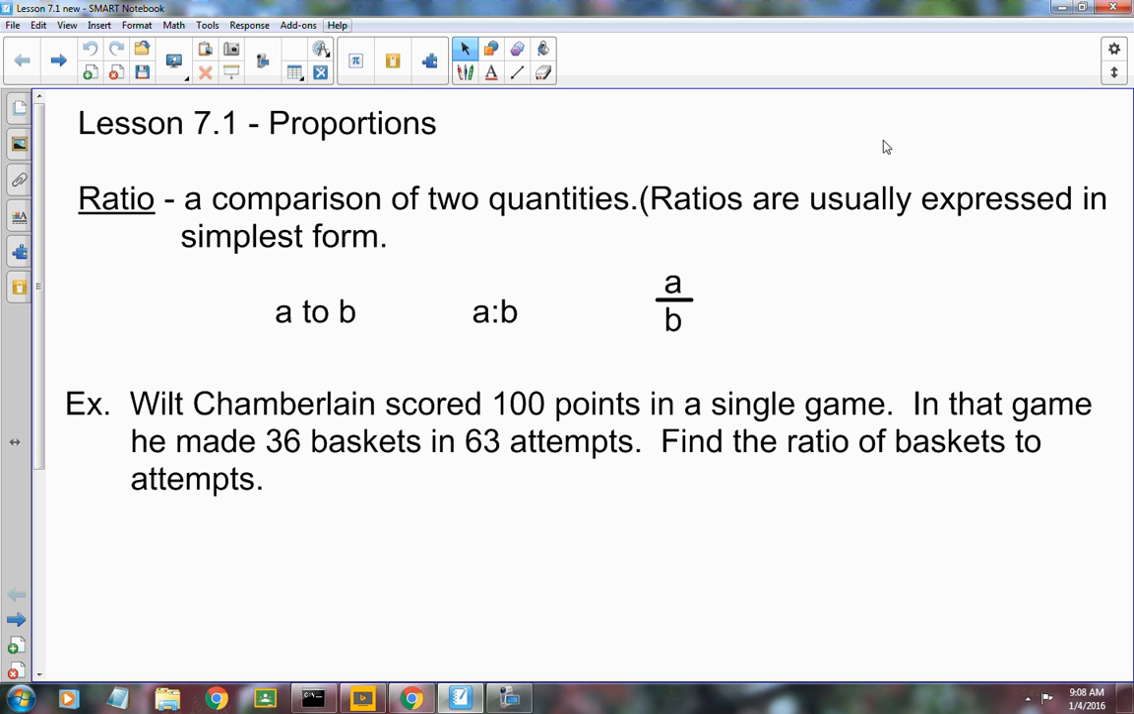In the classroom, you have your student-teacher ratio, okay? If you go to the grocery store, you compare the price per pound, okay? So there's another ratio. So there are lots of different things that you use ratios with.